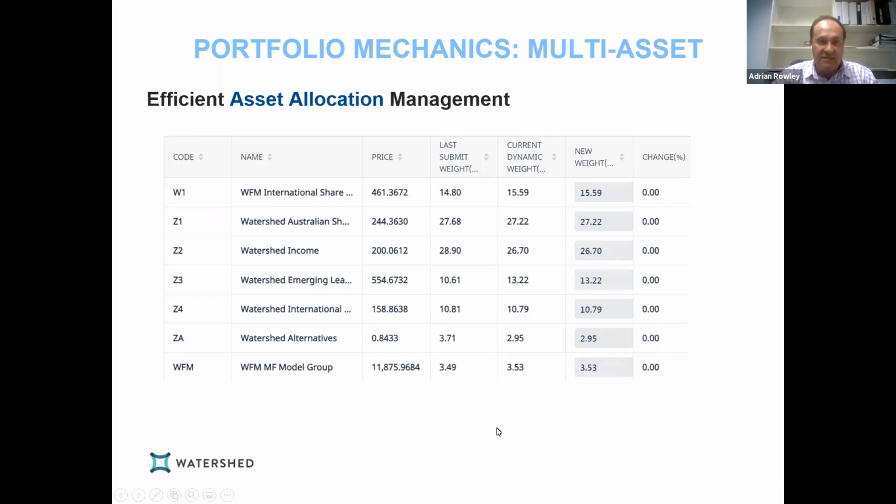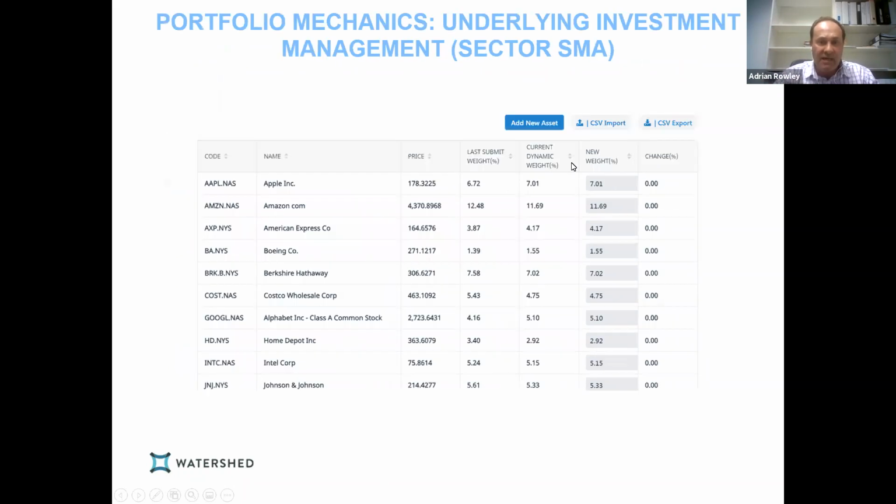If you could flick to the next slide. So you can see managing at the portfolio level is really efficient for us now, and it's also efficient for us to be able to build bespoke solutions as well. And then the underlying sector models, this just gives you a view of the investment manager's portal at one of the platforms. So it's exactly the same thing.